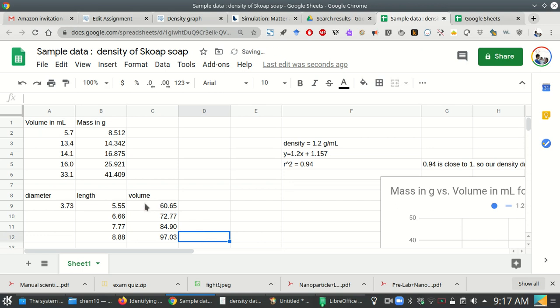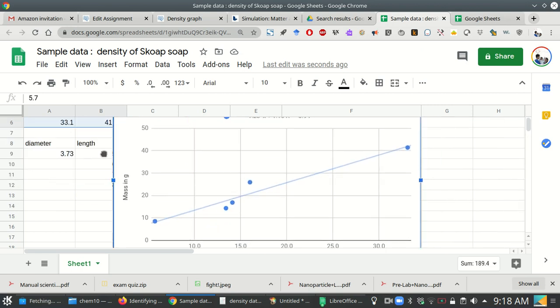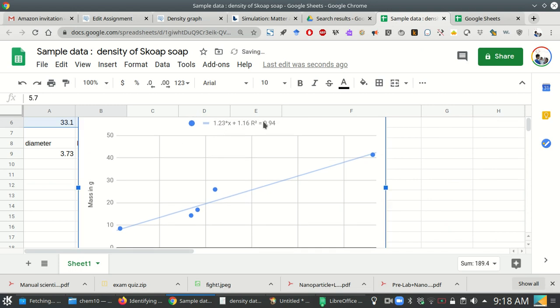So I just showed you how to have the software calculate the volume for you, so you don't have to do it on your calculator over and over again. That's totally optional. If you want to, you can do it on your calculator over and over again. And then at the beginning of the video, I showed you how to graph these things in the software, and then how to get the line and the equation of the line and the r squared.